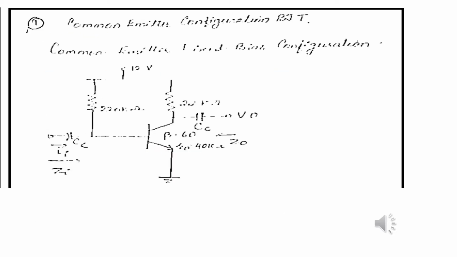Okay, this is an emitter bias circuit. Here there should be a connection of 12 volts, and this is the input impedance that you are supposed to find. Output impedance Z0. RC is 2.2 kilo ohms, RB is 220 kilo ohms, and R0 is 40 kilo ohms, beta is equal to 60. Problem description.